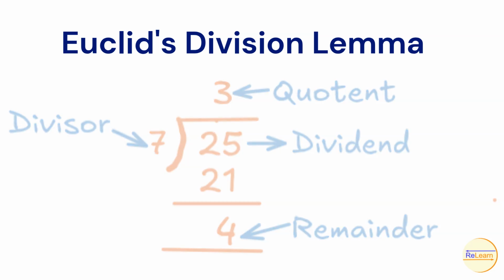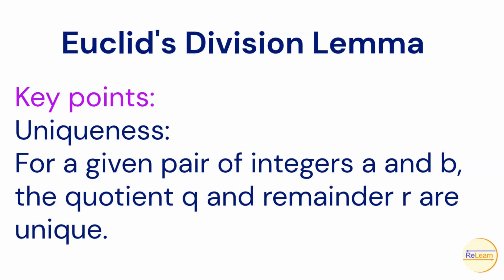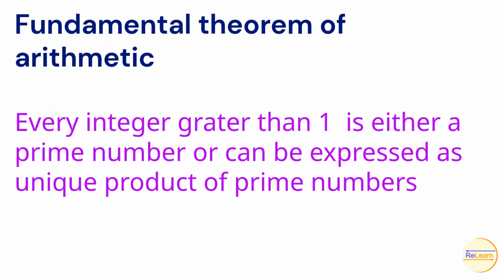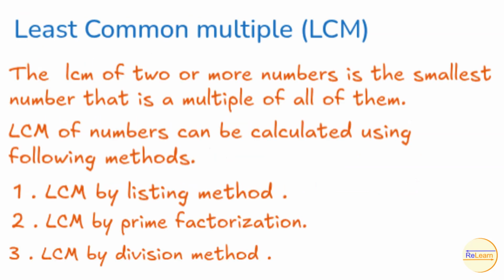Key points. Uniqueness. For a given pair of integers a and b, the quotient q and remainder r are unique. Remainder's range. The remainder, r, can be 0, but it will always be less than the divisor, b. Fundamental theorem of arithmetic. Every integer greater than 1 is either a prime number or can be expressed as a unique product of prime numbers.